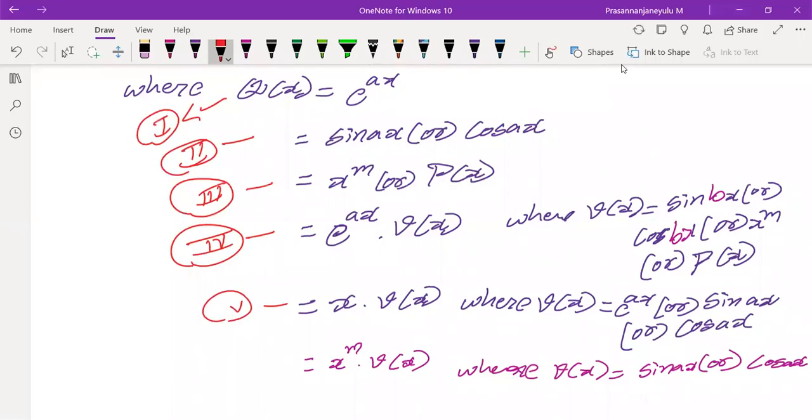If these are the things, how to find the solution, that is what we are going to learn in the next class. The next class is nothing but a continuation of these classes. Okay, so with this I'm stopping.